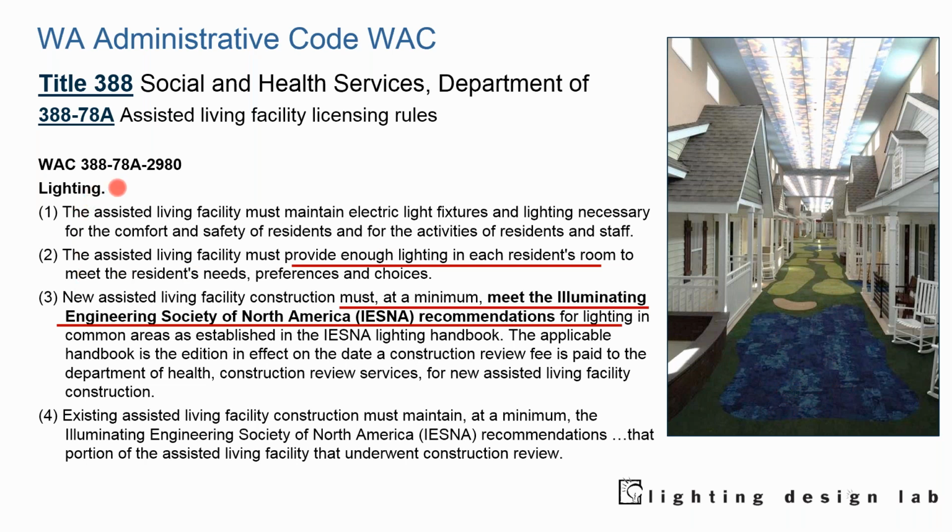But at any rate, from a lighting standpoint, some of it's a little vague. An assisted living facility must provide enough lighting in each resident's room to meet the resident's needs, preferences, and choices. Well, that doesn't really give us a specific thing, although it does state here that new assisted living facilities must at a minimum meet the IES recommendations for lighting in the common areas. But in the living spaces, it's not clear.